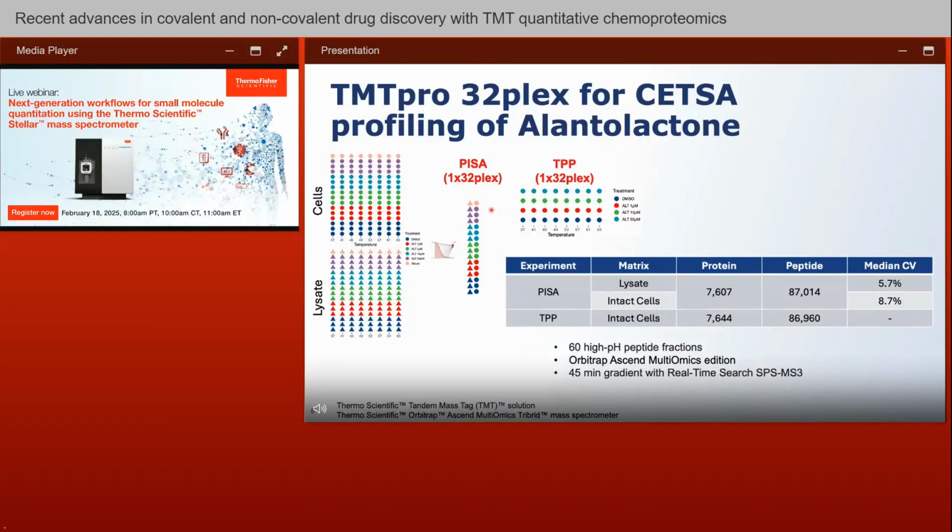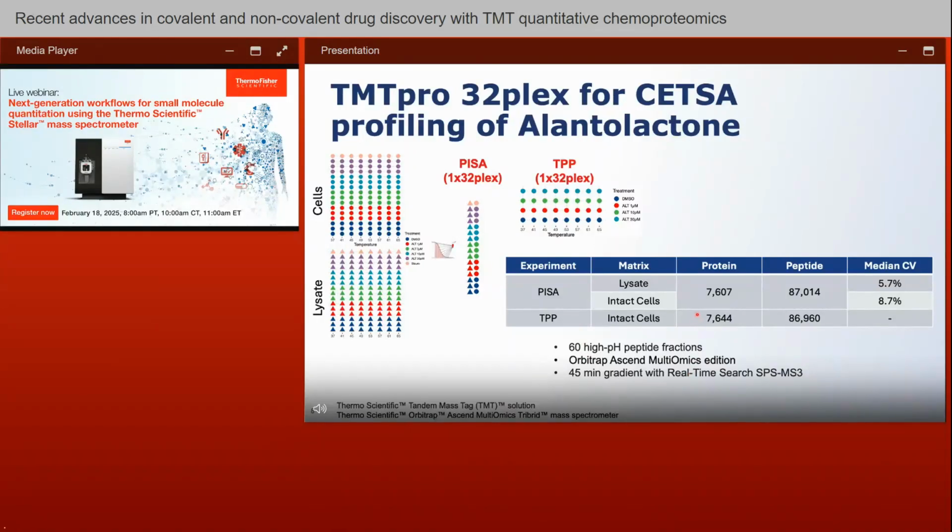After labeling of the peptides, peptides were separated using high pH fractionation into 60 fractions, and every fraction was analyzed using an Orbitrap Eclipse mass spectrometer, applying the real-time search SPS MS3 method with a 45 minute gradient per fraction. This resulted in pretty deep proteomic profiling, with more than 7,500 proteins being quantified.